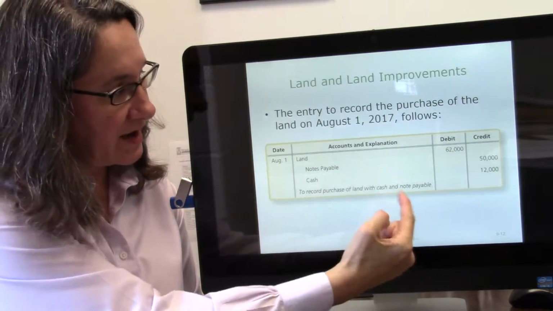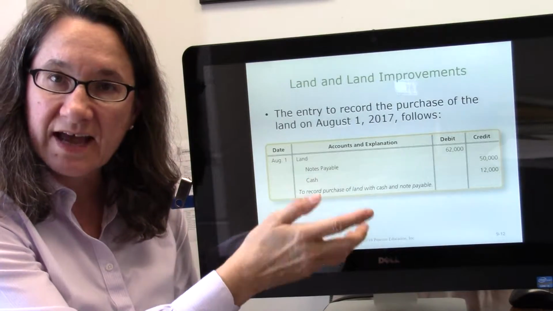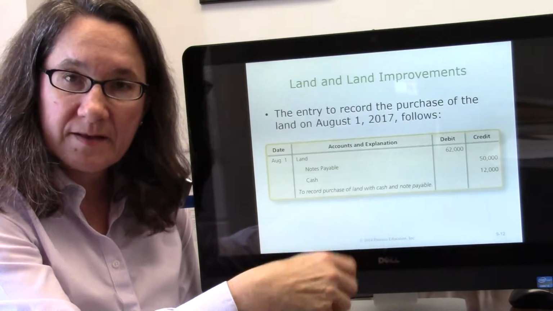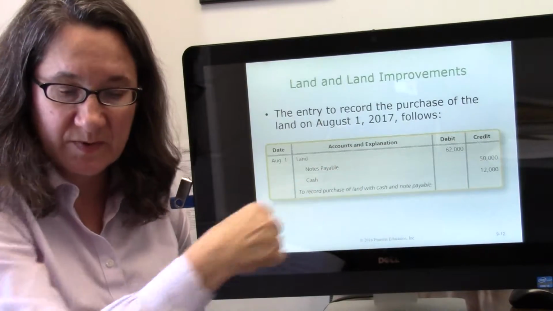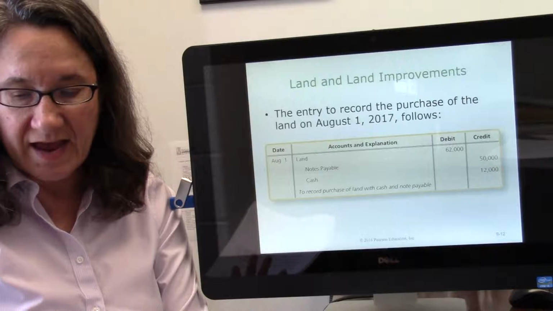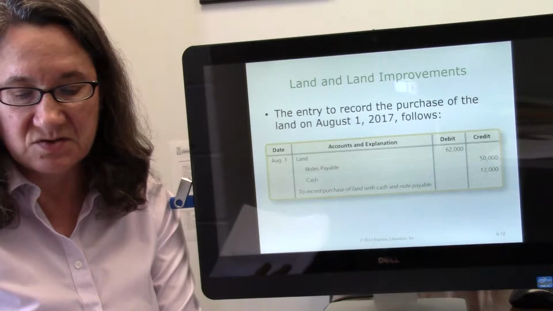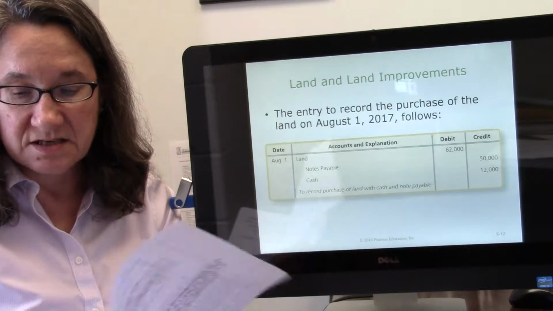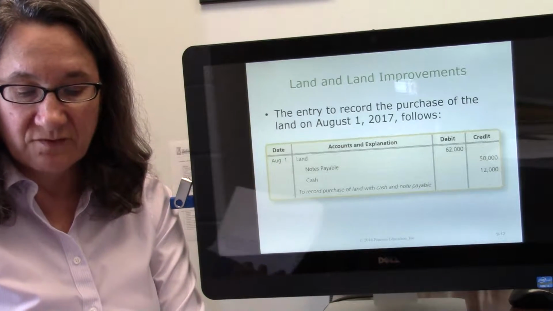Notes payable, the liability increased, so that's the credit. And cash, the asset cash, we paid out. So we paid out $12,000, and that, of course, totals $62,000, so our debits equal our credits. The journal entry to record the acquisition of the land would include a debit to land for $62,000 and credits to notes payable for $50,000 and to cash for $12,000.